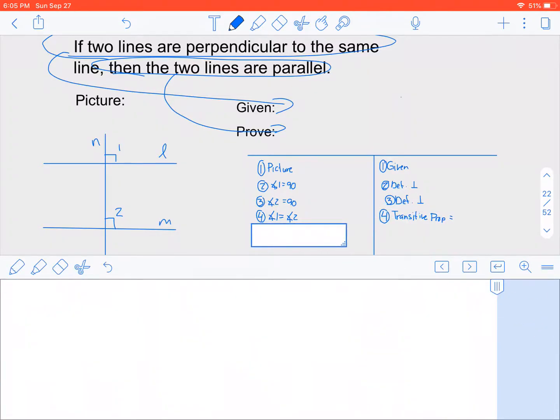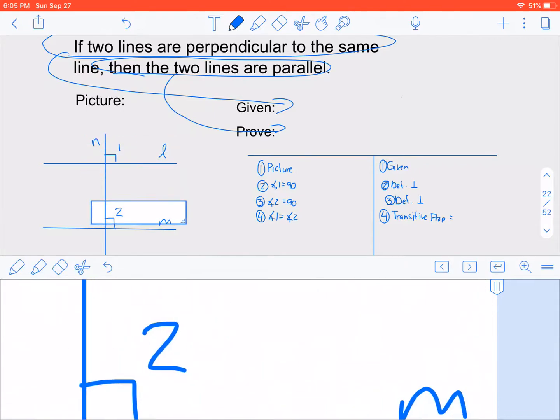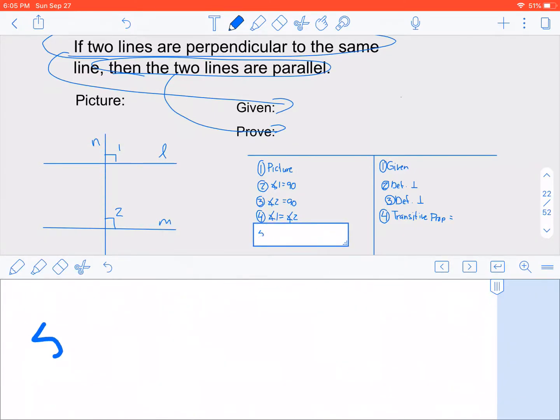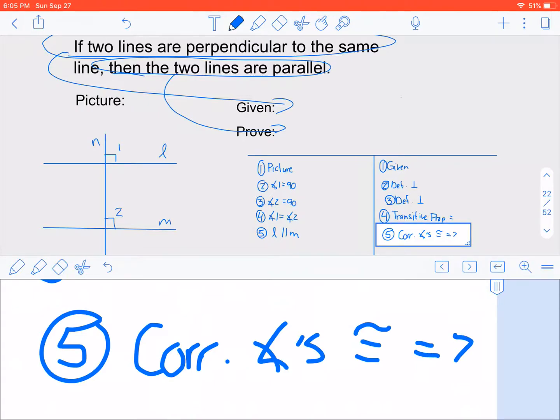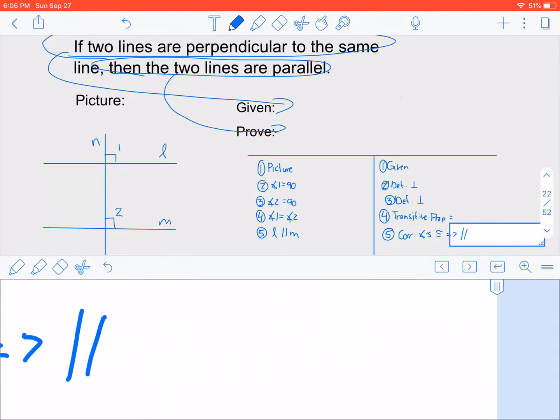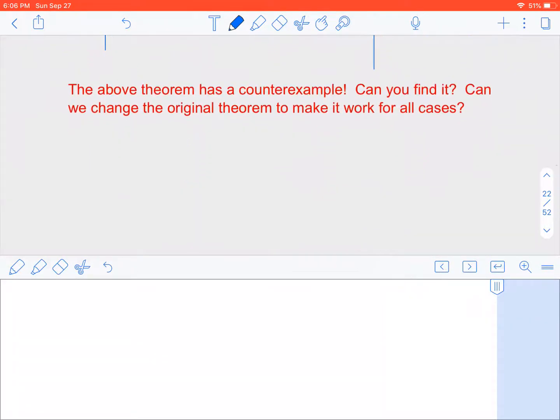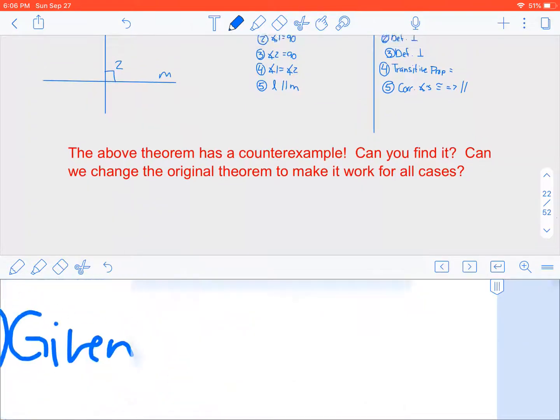Well, if angle 1 equals angle 2, what's the relation between angle 1 and angle 2? Those are corresponding. Well, if that's the case, then we know that L is parallel to M because corresponding angles being congruent implies parallel lines. Therefore, we have shown that the two lines are parallel. Awesome. Oh, and yeah, does this have a counterexample?